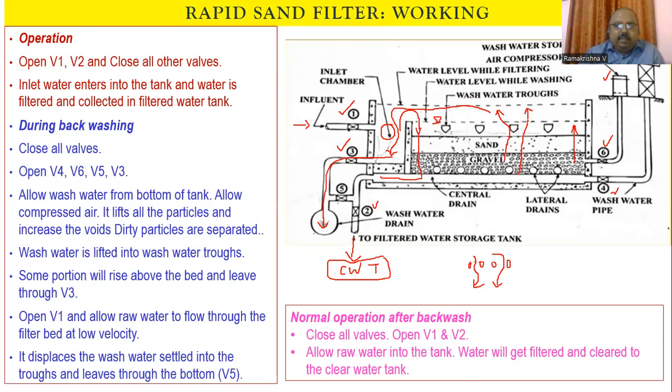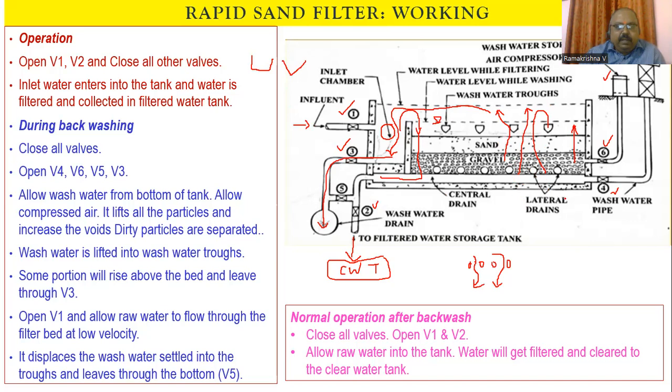Now, some heavy particles are also there. So this wash water may not go that far, and then they will be collected into this wash water trough, which is nothing but a small collection channel. Usually we have wash water channels that are rectangular, or sometimes triangular. They are spread out across the entire width of the filter bed.